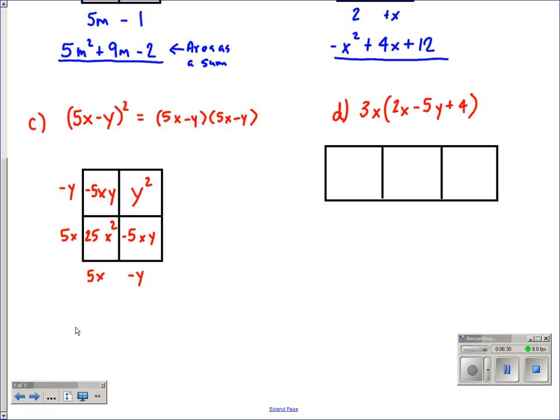Let's go ahead and write our area as a sum by adding our parts together. We're going to have 25x squared. When I take negative 5xy and I add another negative 5xy, that means I have negative 10xy. And the last part I need to add on is that y squared, so I'll add plus y squared. And I get my answer, 25x squared minus 10xy plus y squared.